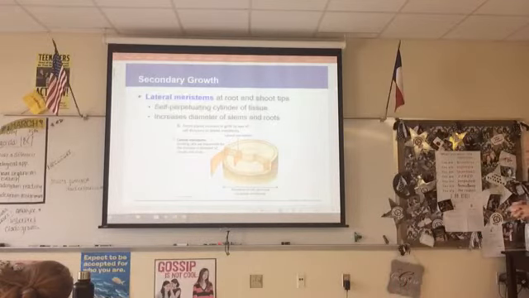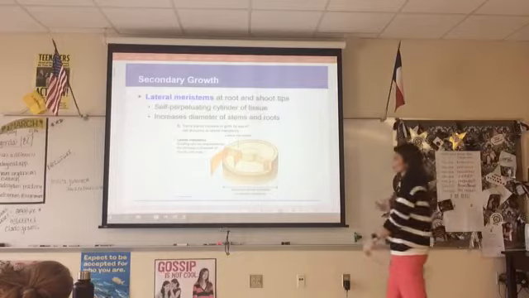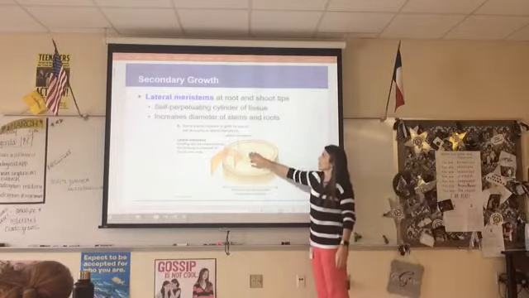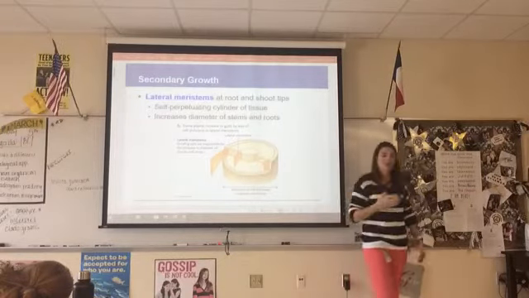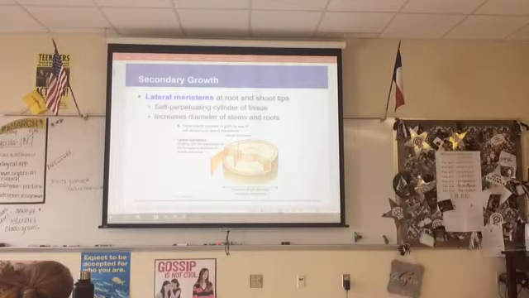Okay? It mentions that we have a self-perpetuating cylinder of tissues. Literally, it makes perfect circles. It makes perfect circles, unless there's something environmental that stops it. Okay? Any questions right now?